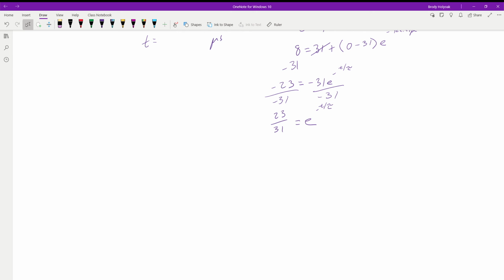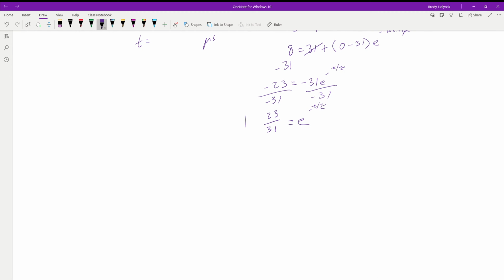Log? Yep, we use logs, okay? And since it's base e, we can use the natural log. So we take the natural log of both sides, and we end up with the natural log, which is log base e of 23 over 31 equals -t over tau. And then we multiply both sides by -tau. And we end up with t is equal to -tau times the natural log of 23 over 31.